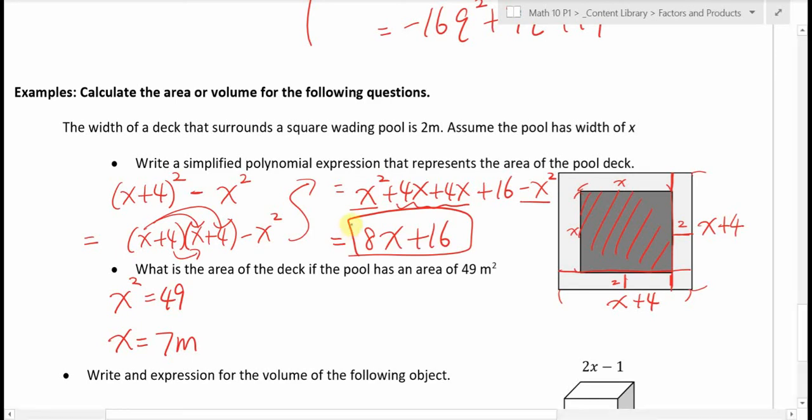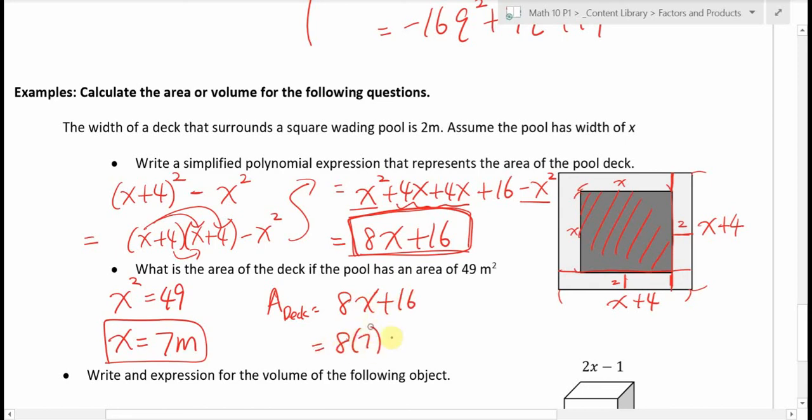Now, because this is the expression for the area of the deck, and we know that x is now 7, therefore the area of the deck is simply going to be 8x plus 16. And now we can plug in 7 for x. So that's going to be 56 plus 16, which is going to be 72 square meters. Okay, 8 times 7 is 56. 56 plus 16 is 72.